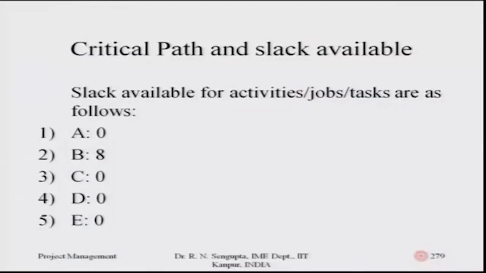Once you use the forward pass and backward pass concepts, you find out the total slack and the free slack. As per the problem, the slacks available for the activities are as follows. A does not have any, so obviously it is 0 and it has to be on the critical path. B has 8. C, D, E all have 0, which means, as you can rightly point out, the critical path consists of the activities in sequence A, C, D, E.